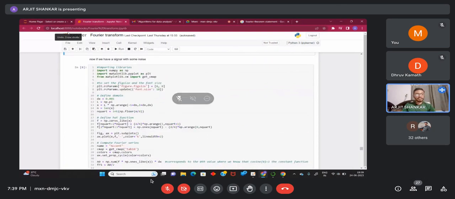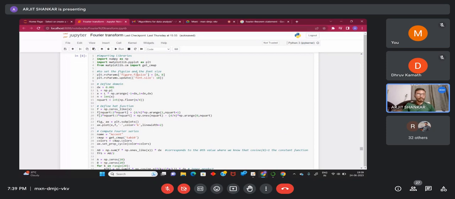Yeah. So you can see over here that I'm just importing the libraries in the beginning in these particular lines. And after that, these two lines are just to set up the figure size and font size and everything. Not of that much importance. Then what is this dx? This dx is the delta x that we were talking about.